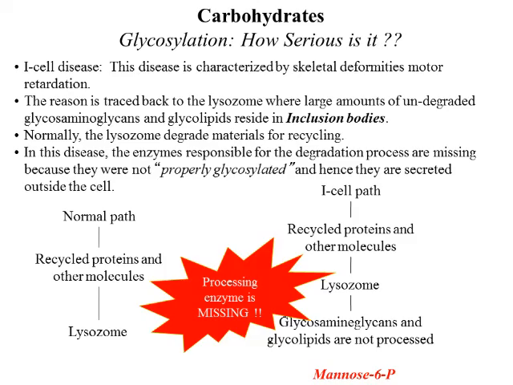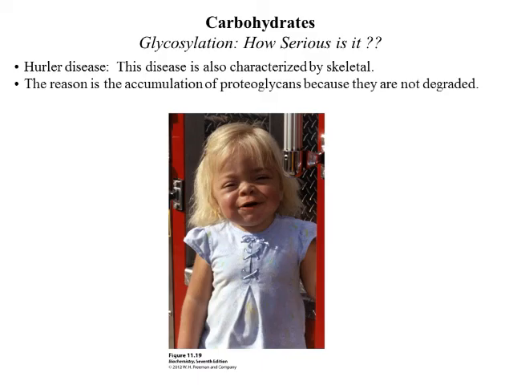As a matter of fact, the diagnosis of this disease is to detect that enzyme in the blood and urine. It was secreted out there. The enzyme wasn't addressed properly because it wasn't glycosylated properly.